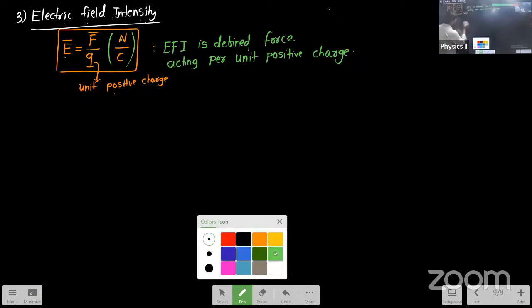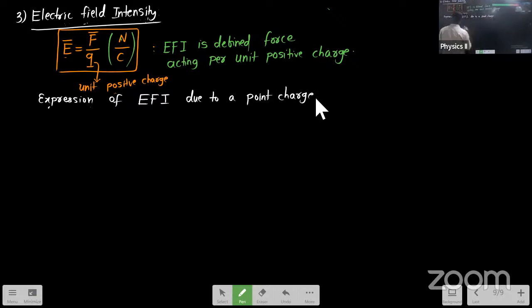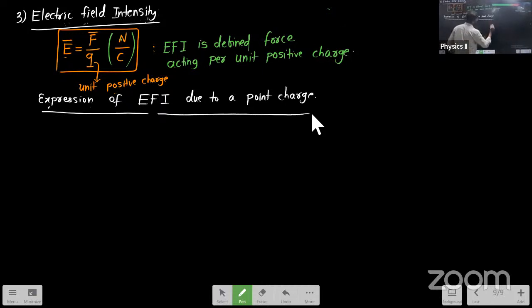So next, I am discussing here itself the expression of electric field intensity. What does this EFI represent? Electric field intensity due to which charge? Due to a point charge. Now let us obtain an expression for this.